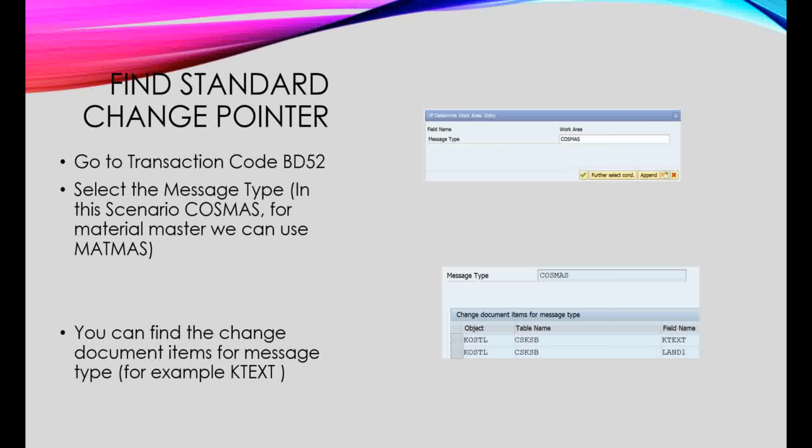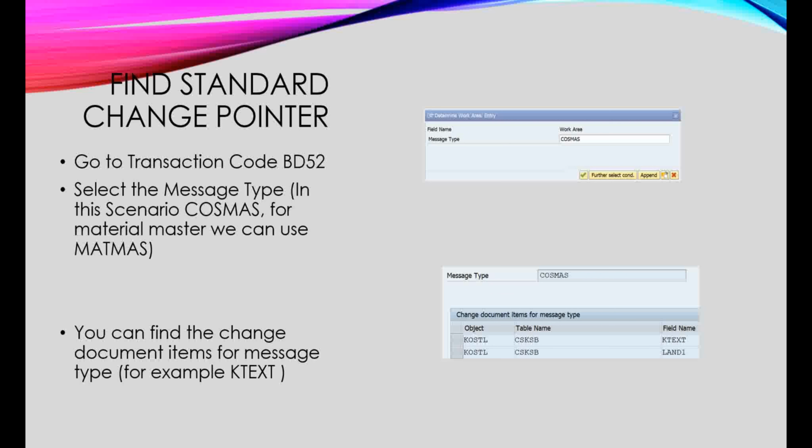Once you click on the BD52 transaction, we will receive a pop-up for the message type. Here we have to provide the message type. That message type will depend on the master data you are going to change. In this scenario, I am going to change the cost center master, that's why I am giving the COSMAS message type. If an IDOC is created for material master, in that scenario, you can give a different message type like MATMAS for material master change.